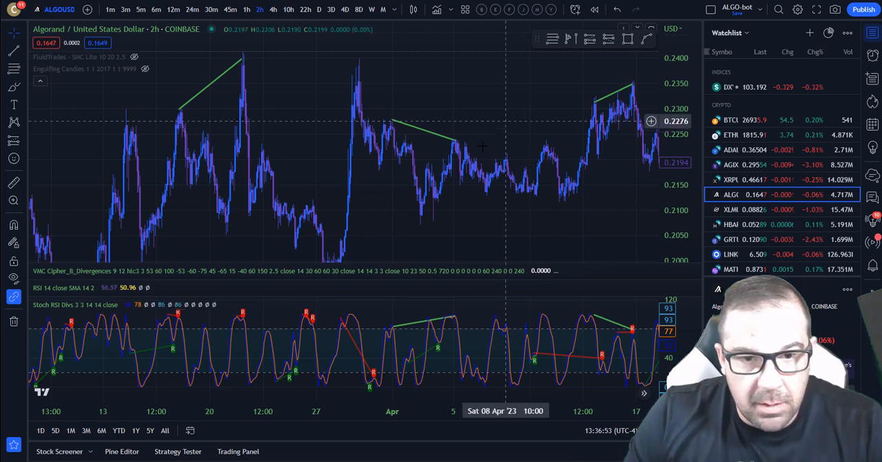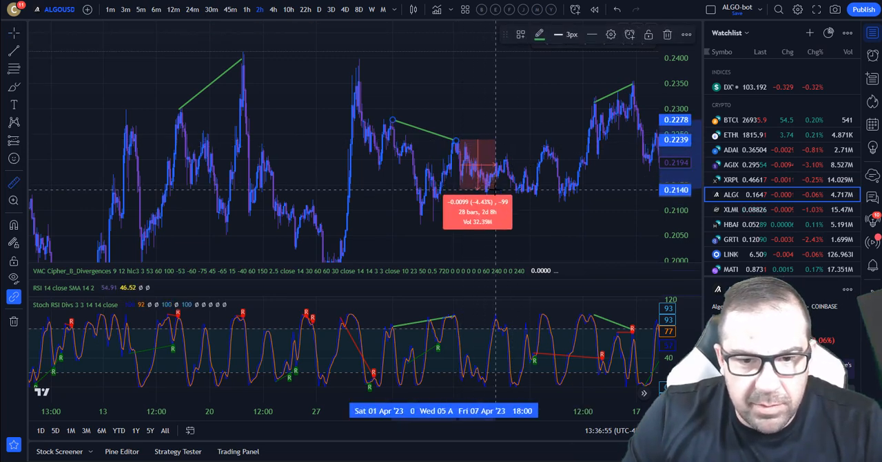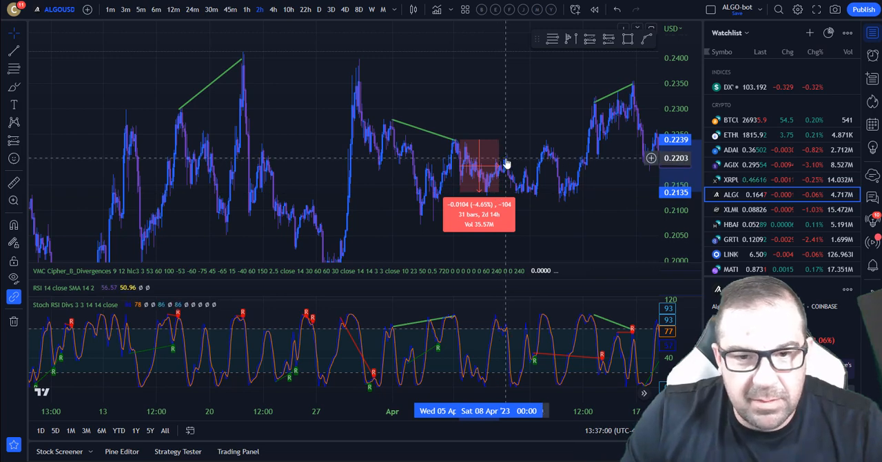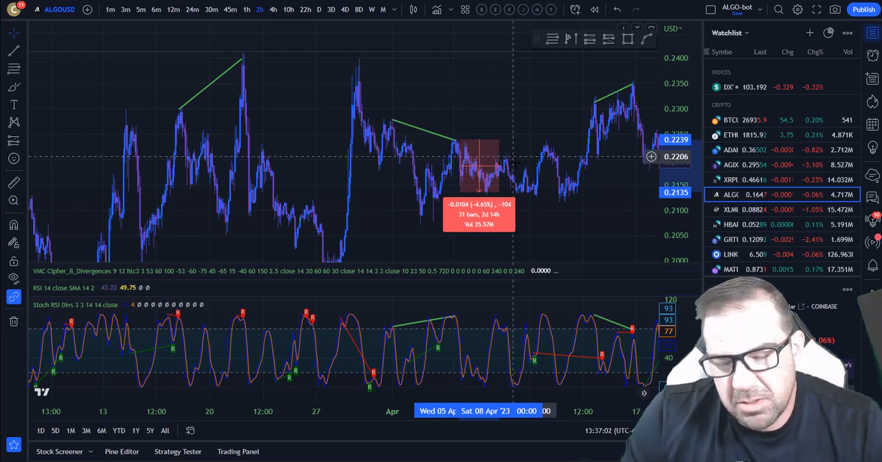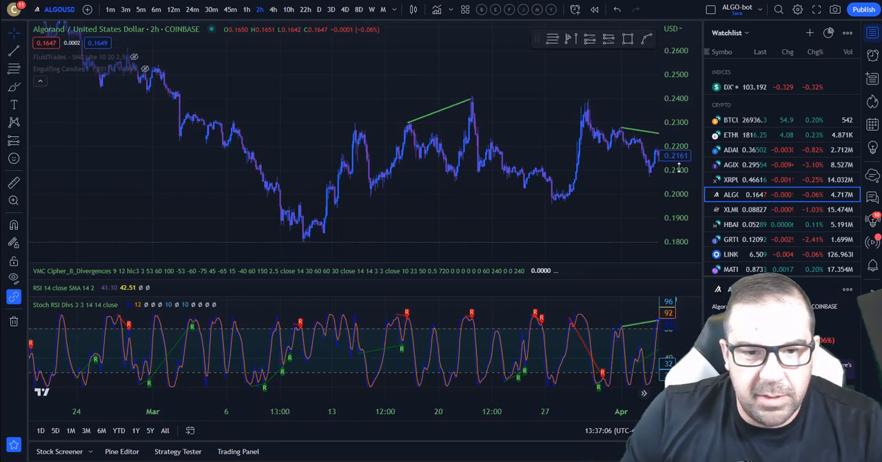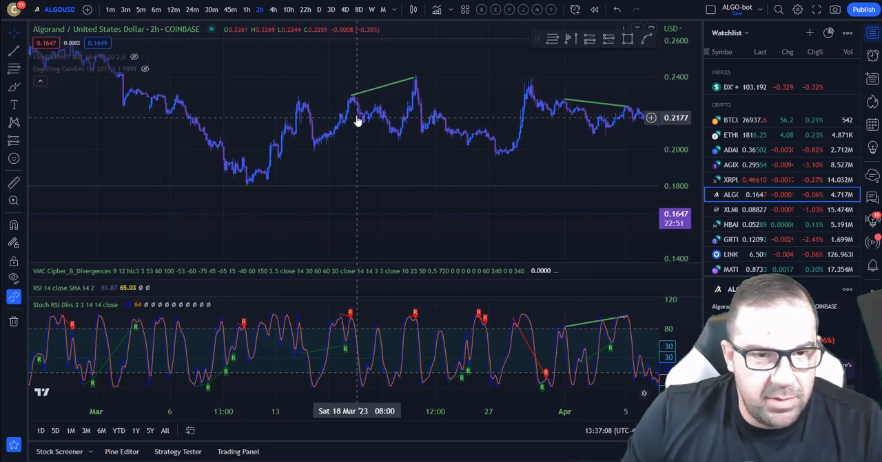That's just as good of a spot. Honestly, right there, if I would have taken that, I probably would have been out right there. If it came back here, that's probably where I may have moved my stop loss. So who knows, right? All right, so there's your hidden.